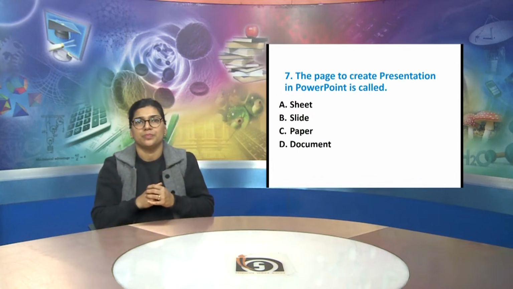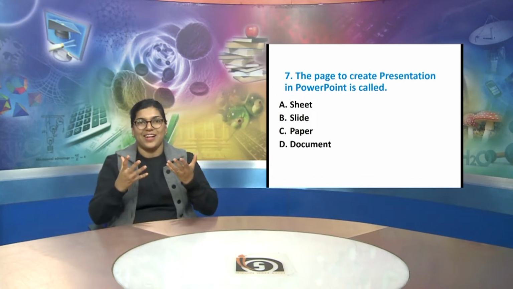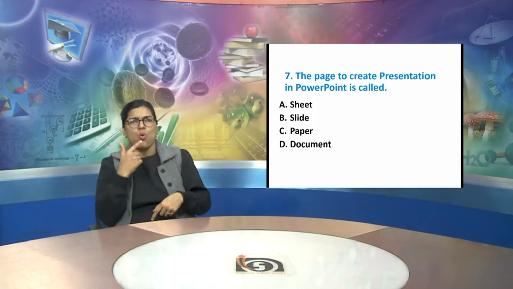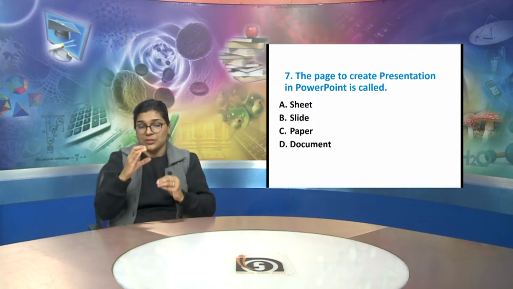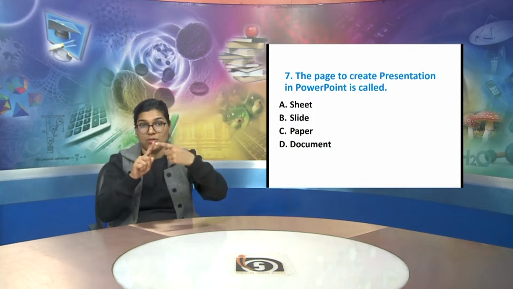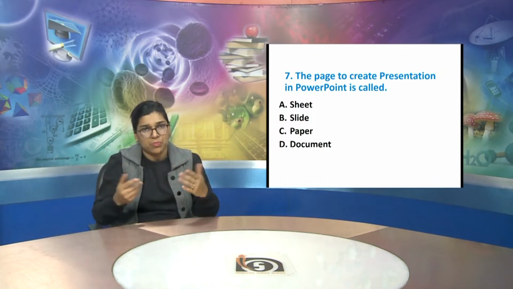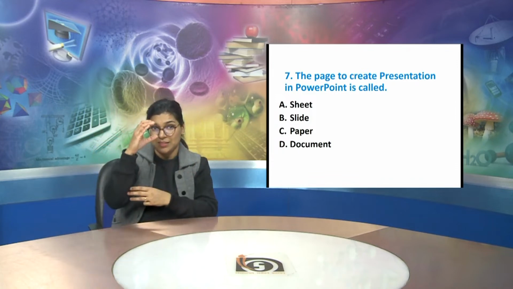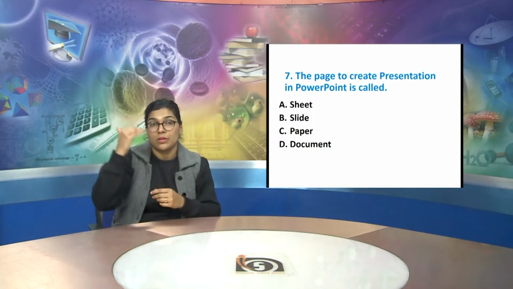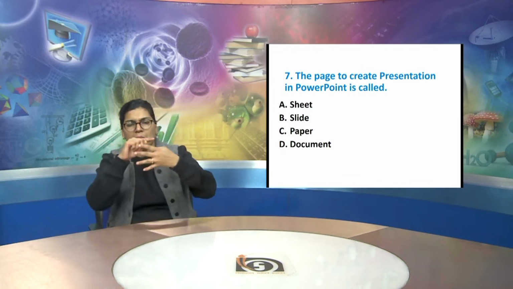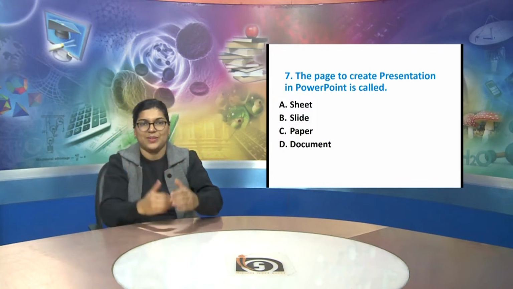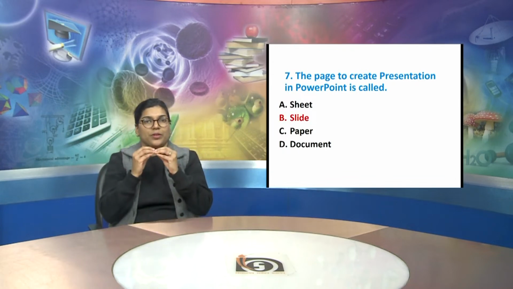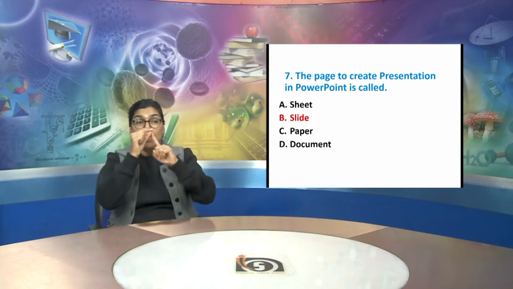Question 7. The page to create a presentation in PowerPoint is called... A, B, C and D. Option A, sheet. Option B, slide. Option C, paper. Option D, document. Have a look at the answer. So the correct option is B. It is slide.